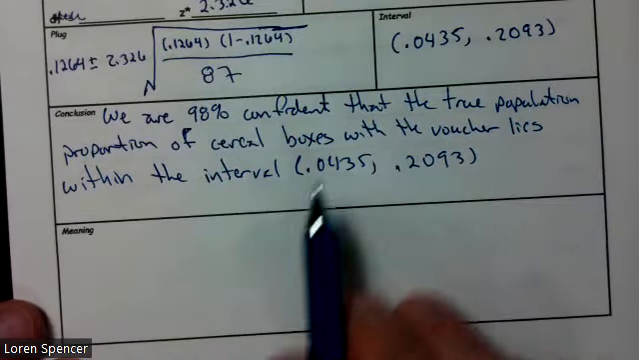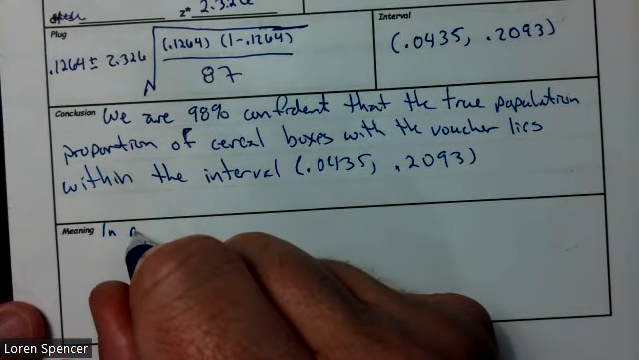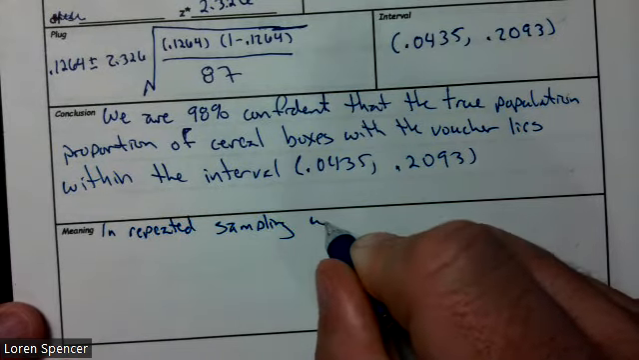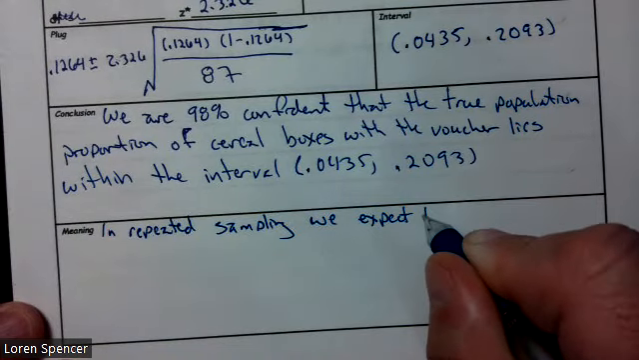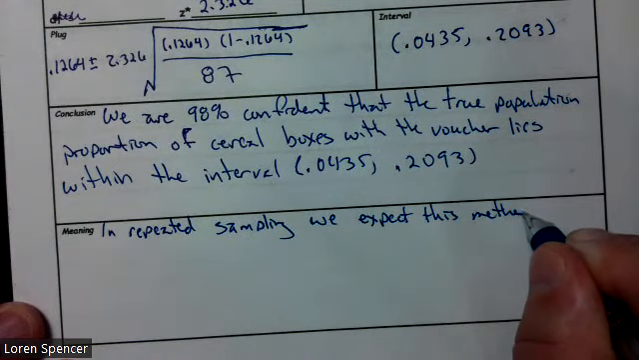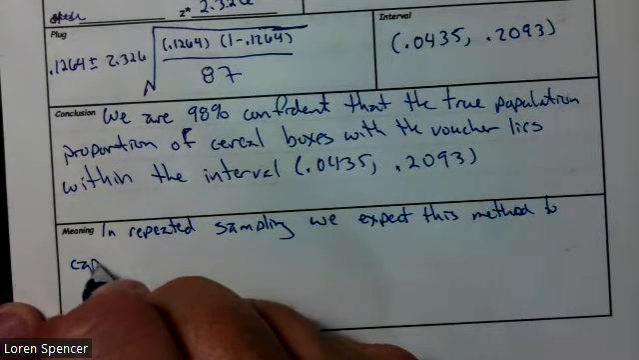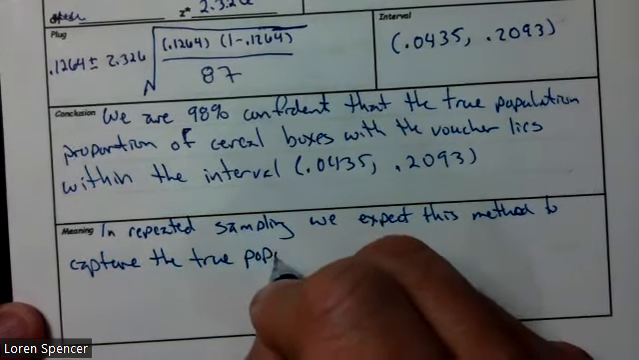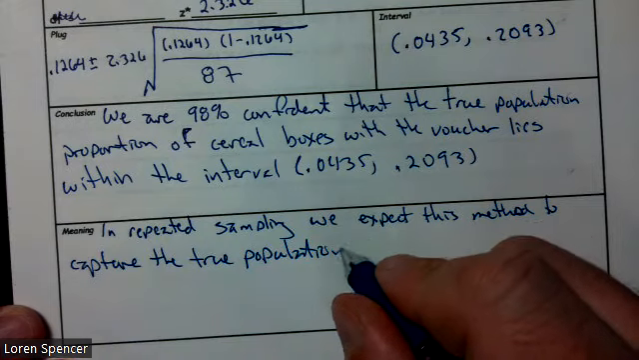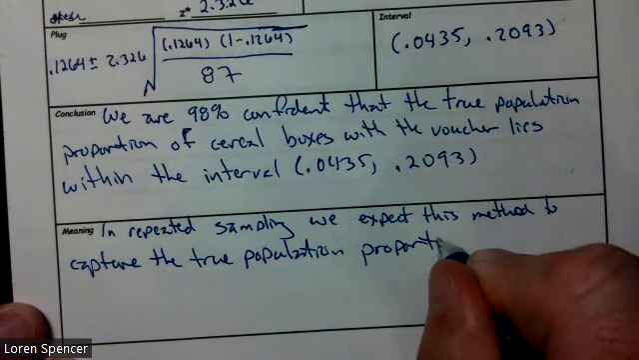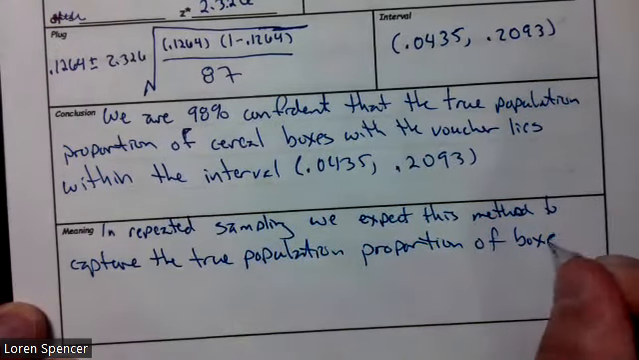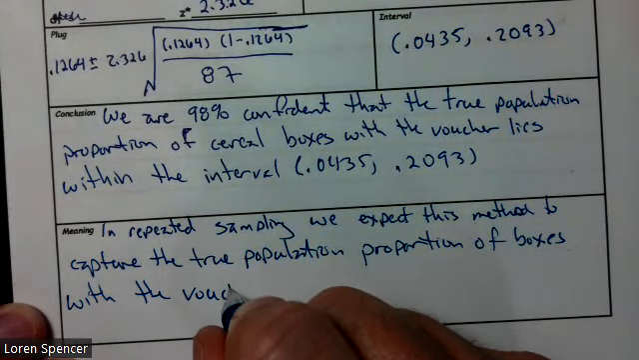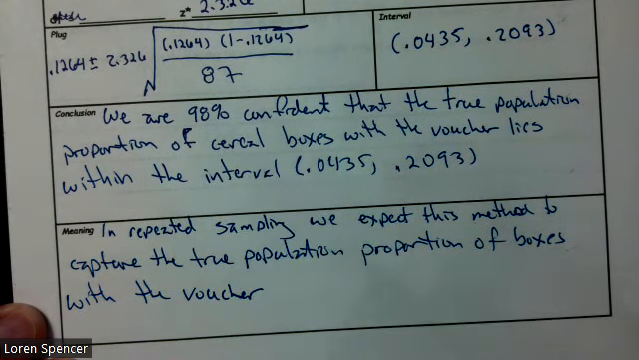All right. And the meaning: in repeated sampling, we expect this method to capture the true population proportion of boxes with the voucher. How often? 98% of the time.